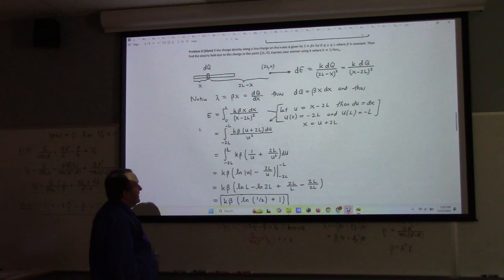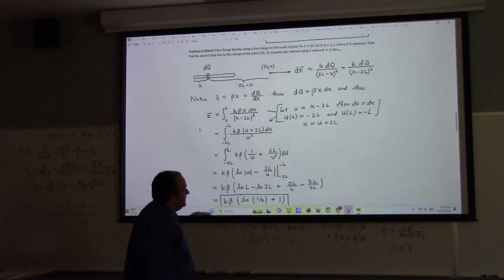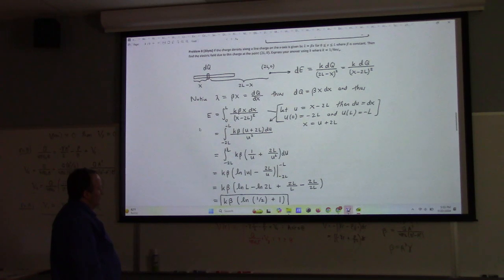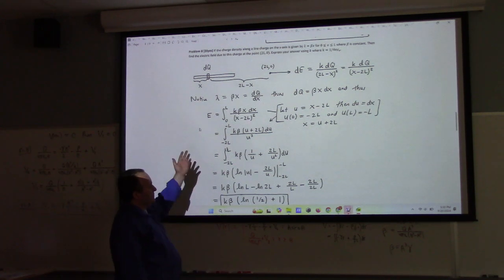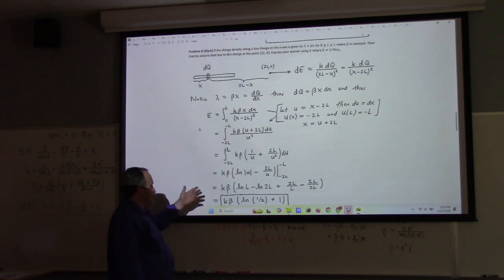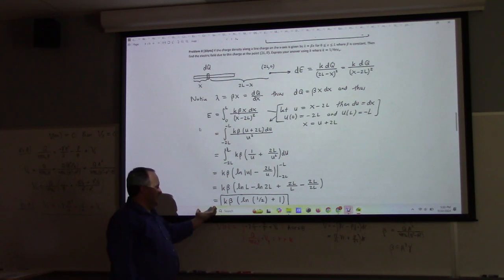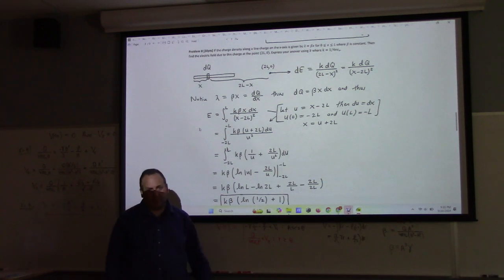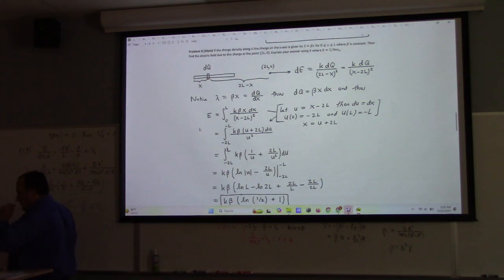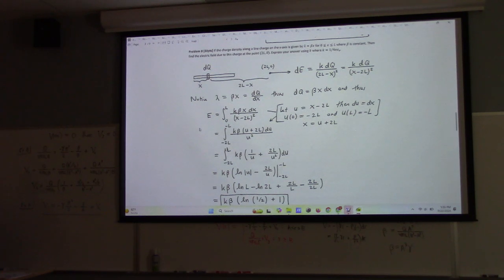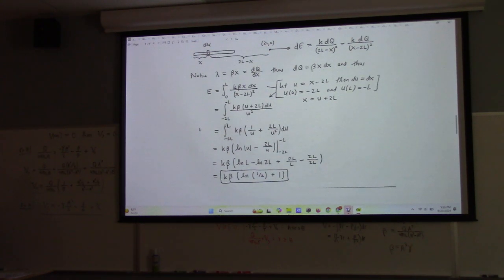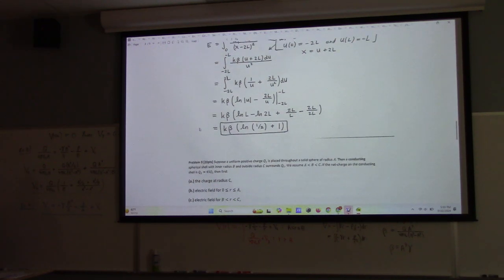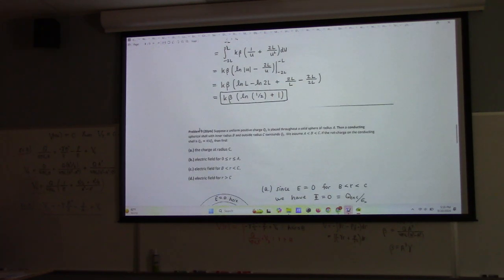And so I work it out. I've got k dq over (x minus 2l) squared there, but I found making a u substitution helpful, and after a bit of calculus, I end up with k beta log of 1/2 plus 1. At least one person got this answer or something like it. Maybe a couple of you. Some of you at least started right, I think. But anyway, don't count yourself out for that. You do need to learn it if you haven't learned it yet.